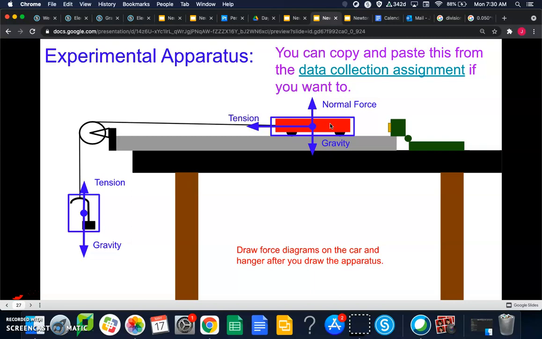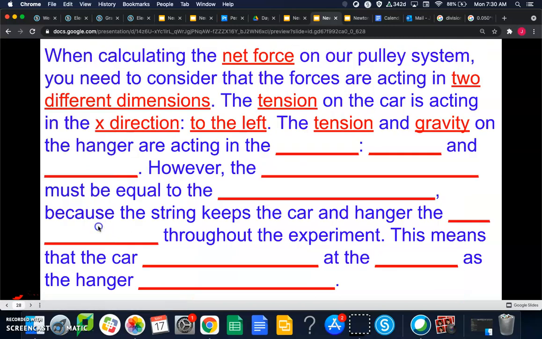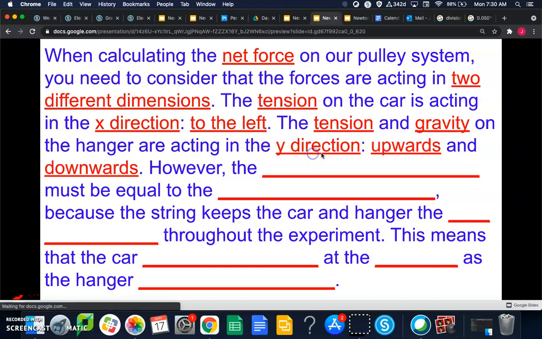And then if we look at the hanger, we can see that the forces are going to be acting in the y direction, right? The tension's pulling up, the gravity's pulling down. So the tension and the gravity on the hanger are acting in the y direction, upwards and downwards.